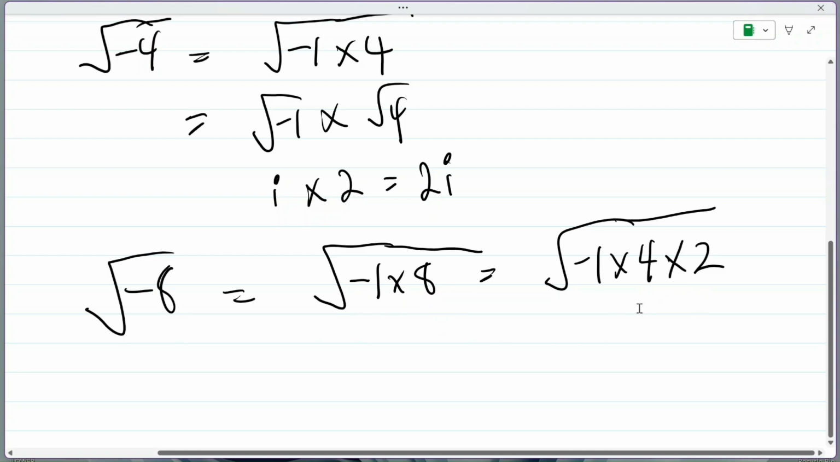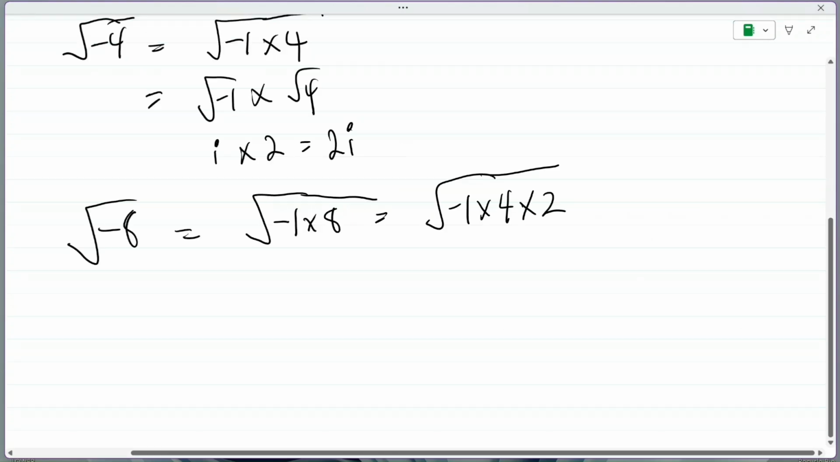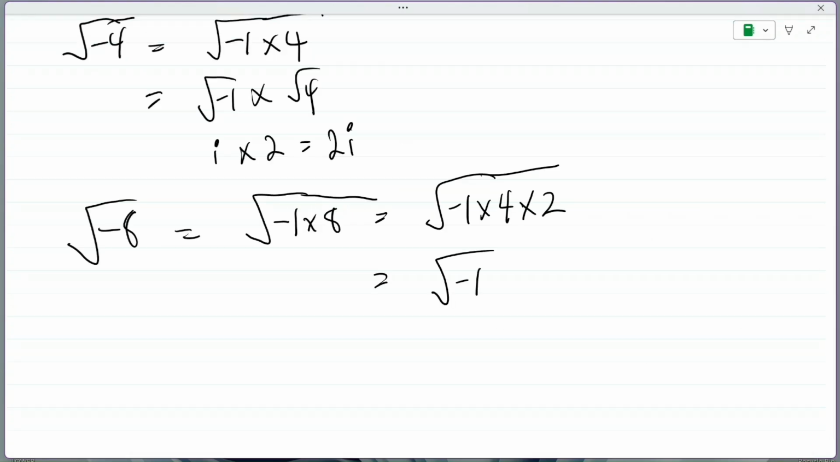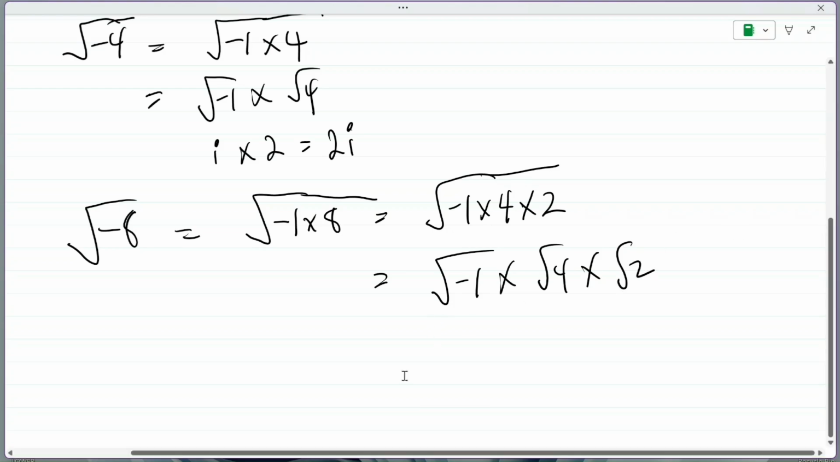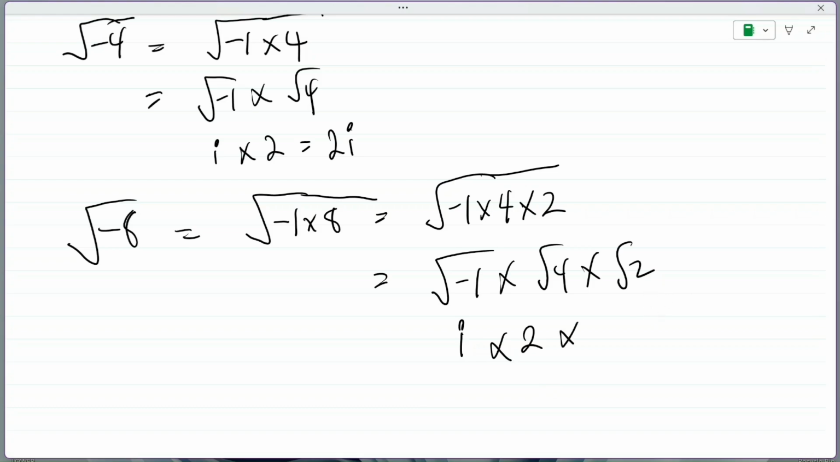And another number that can multiply to give you 8, which is 2. You give them a separate square root. You have square root of minus 1 times square root of 4 times square root of 2. Square root of minus 1 is i. Square root of 4 is 2. And square root of 2 gives a decimal, so you leave that as root 2. So you have times root 2.